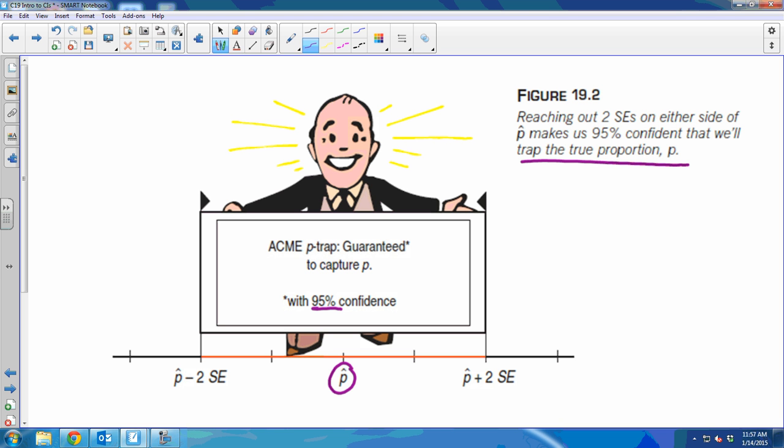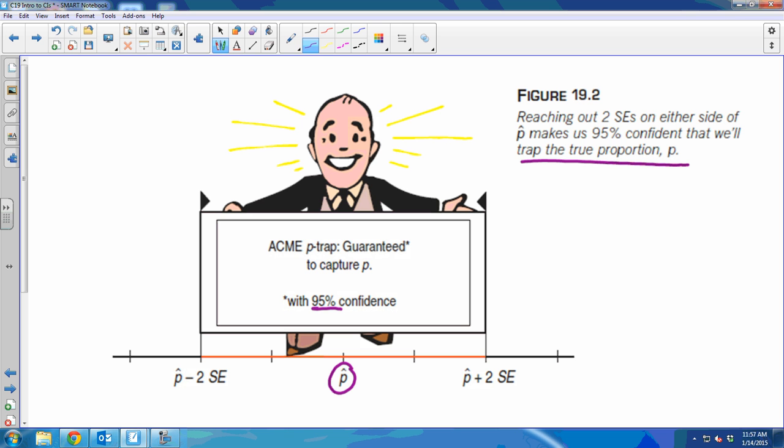Now, your confidence level, and we'll get into this tomorrow, does not have to be 95%. But we're going to use 95% today because it's easy, because it's 68, 95, 99.7. All right? You can be 99.7% confident. You can be 68% confident. You can be 90% confident. You can be 77% confident. You can be whatever confidence level you want. And we'll talk about how you figure that out tomorrow.